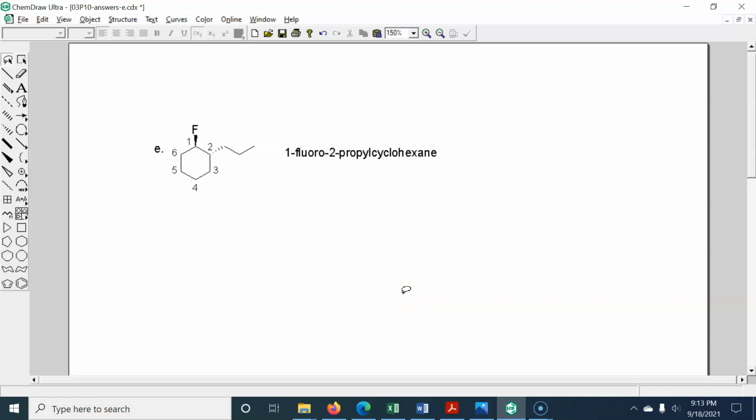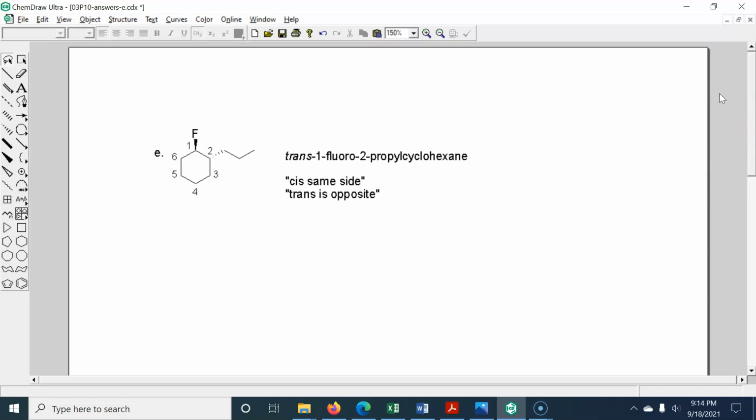We're going to use cis-trans notation based on the following rule. When you have two substituents and it's clear that they're showing direction based on wedges and dashes, we're going to remember cis same side, trans is opposite. Because one is towards us and one is away from us, we're going to indicate that this is a trans disubstituted cyclohexane, and you put trans normally at the beginning and normally with italics, but if you're handwriting this, don't worry about the italics. There is a dash still between the word trans and the 1. The name for this molecule is trans-1-fluoro-2-propyl cyclohexane.